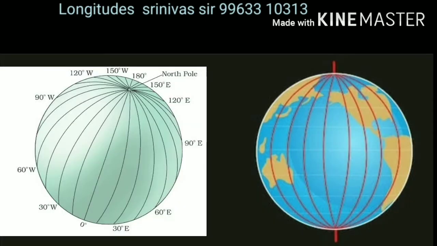How to draw longitudes on a globe? To draw the longitudes, we use two fixed points on the globe. We already learned how to locate fixed points on a globe. So the globe has two fixed points.